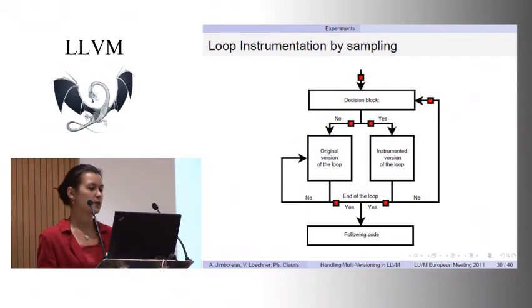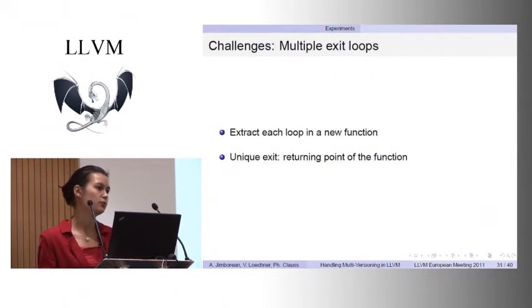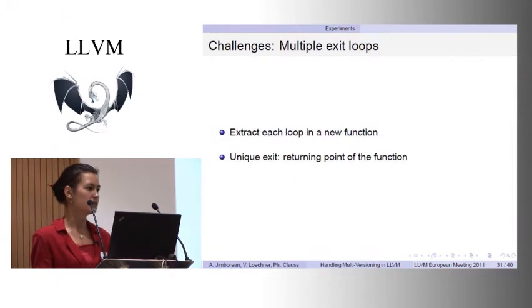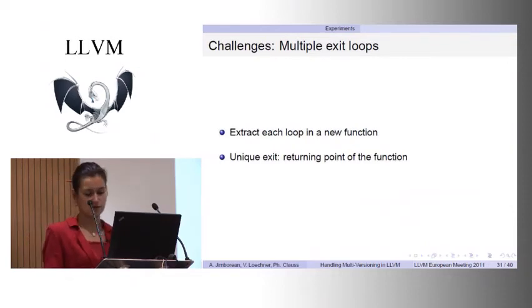What was the problem that we had? Multiple exit loops. Why? Because at the end of each iteration of a loop, we needed to insert a callback to the runtime system, so we did not know exactly where the exit of that loop is. But it was easy to solve because we had already extracted the loop into a new function, so we consider the returning point of that function as the end of the loop. However, if we did not use this extraction, it would have been really difficult to determine where the exit of the loop is.